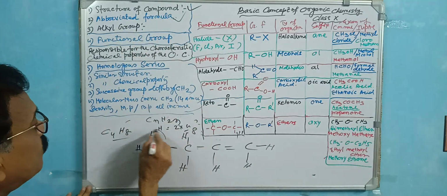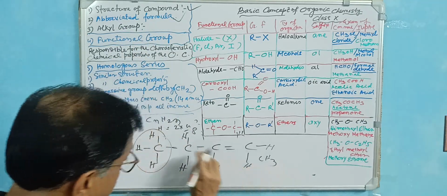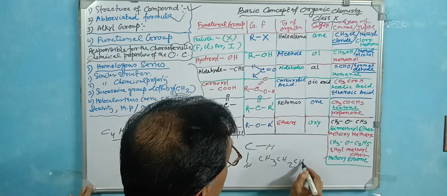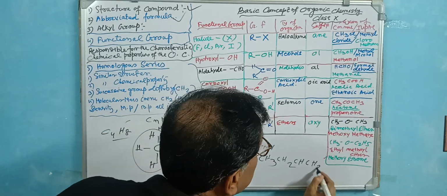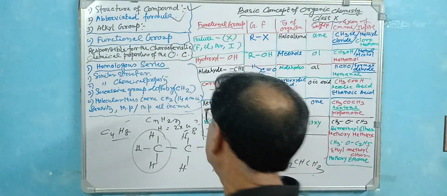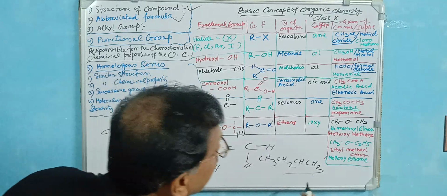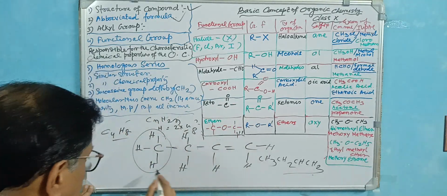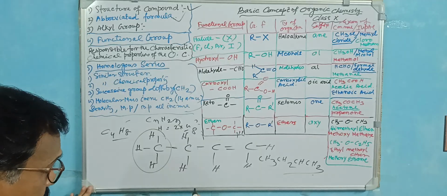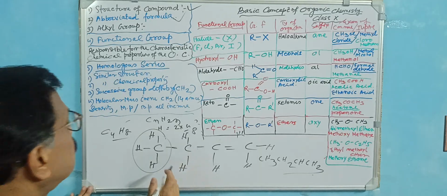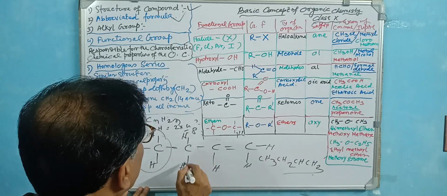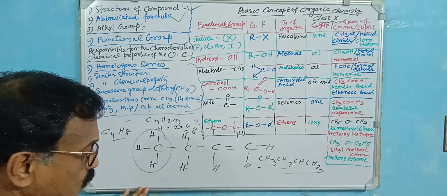So what is the abbreviated form? This is CH3, you write CH3. This is CH2, you write CH2. But here it is only CH. And here is CH2. This is the abbreviated or condensed form of butene, because there is a double bond. So what is the total number of hydrogens here? This is 3, 3 is 6, 1 is 7, 1 is 8. CH3, CH2, CH, CH2, total 8.